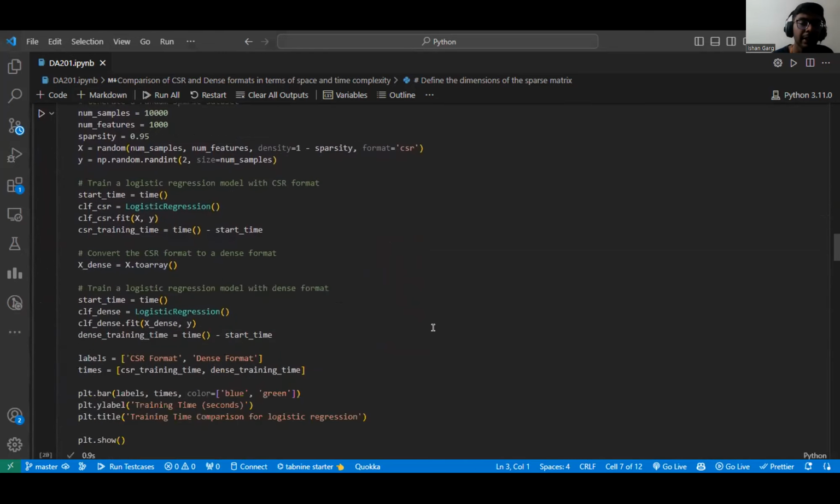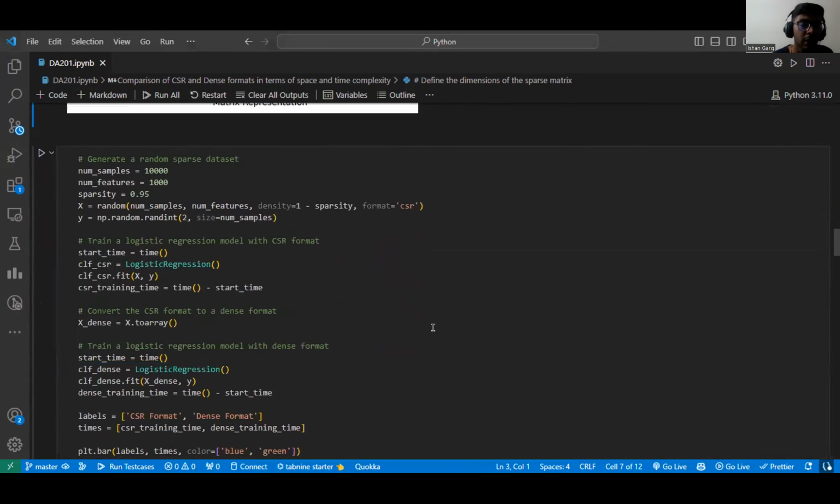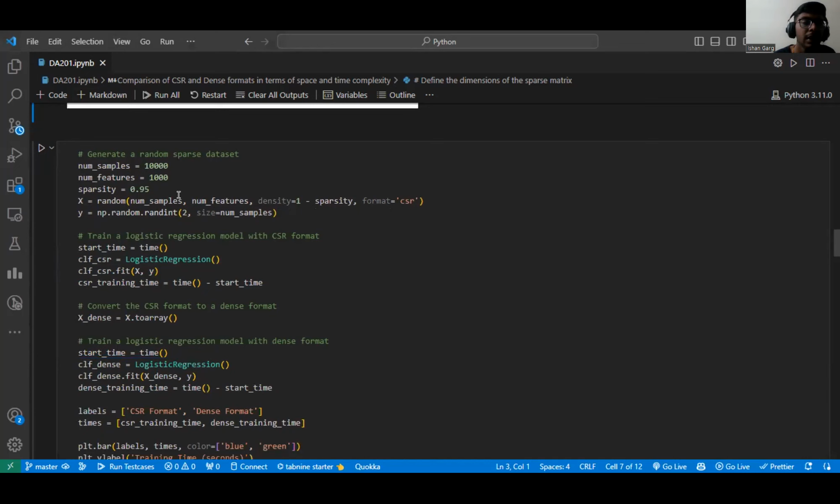Now we are comparing the time for training our logistic regression model. Consider that we have 10,000 samples and the number of features is just 1,000. We are considering sparsity as 95%.